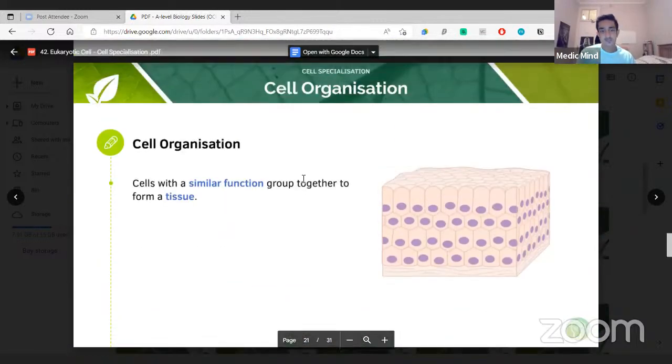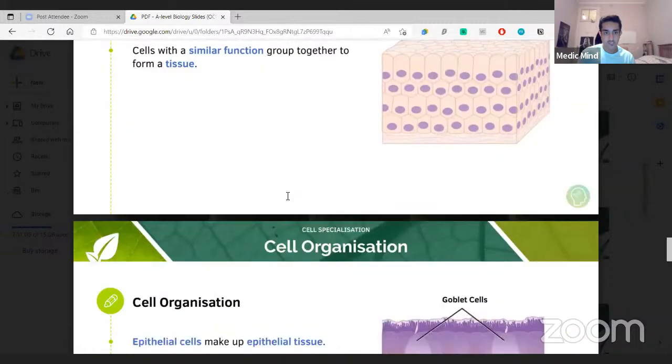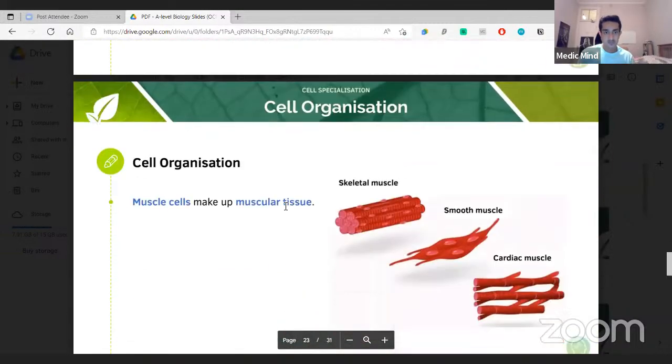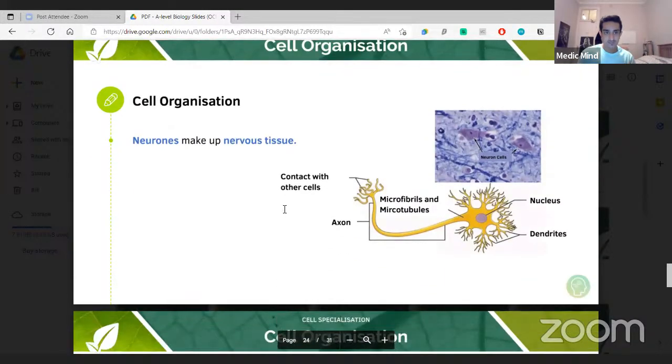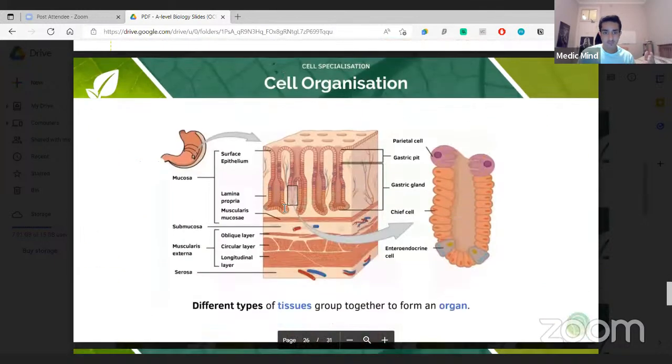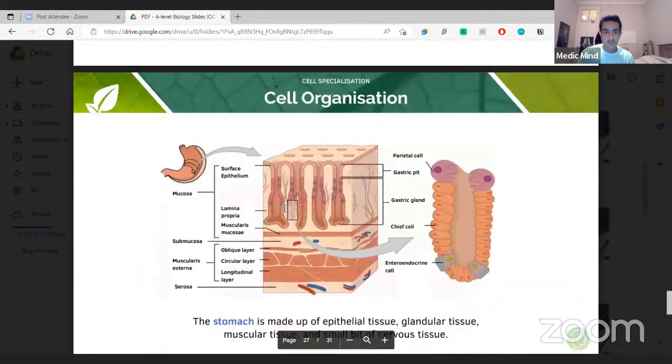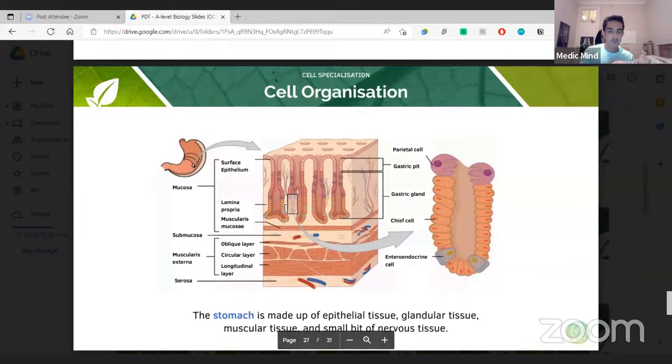Cell organization. Cells with a similar function form a tissue. Tissues come together to make an organ. So there'll be epithelial tissue, glandular tissue, muscular tissue, and a bit of nervous tissue, and it all comes together to form an organ like the stomach, for example.